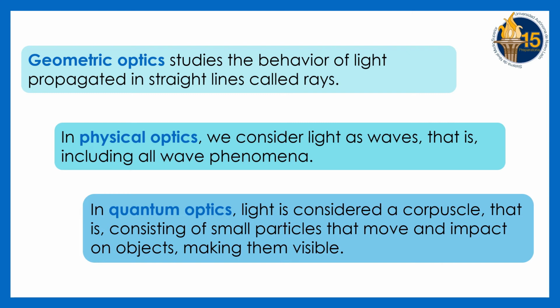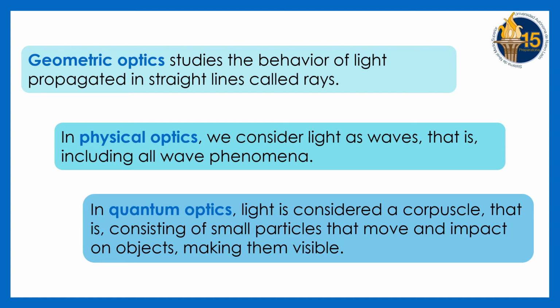Optics has two different approaches. The first one is called geometric optics. This studies the behavior of light propagated in straight lines called rays. And then we have physical optics, where we consider the light as a wave. This includes all wave phenomena we have already talked about. And finally, in some more modern studies, we have quantum optics.